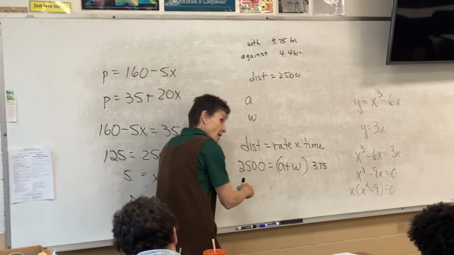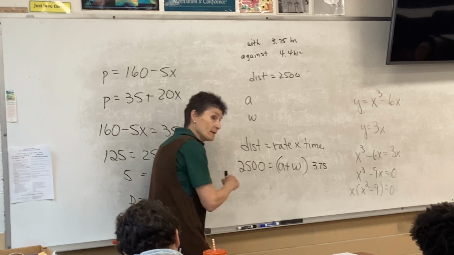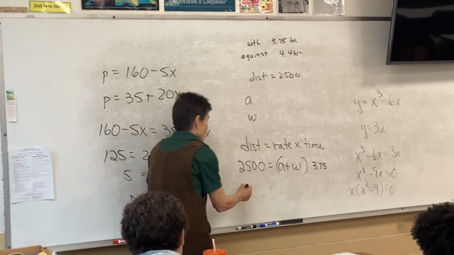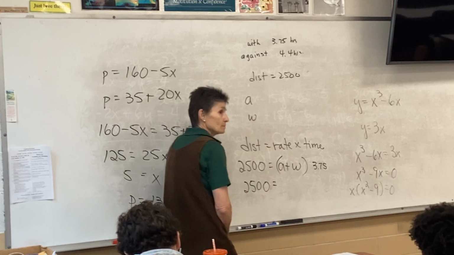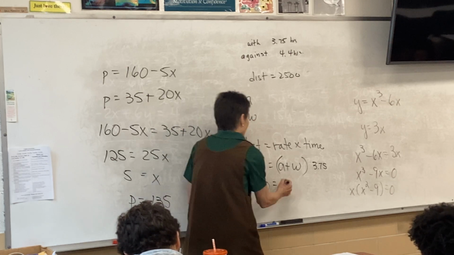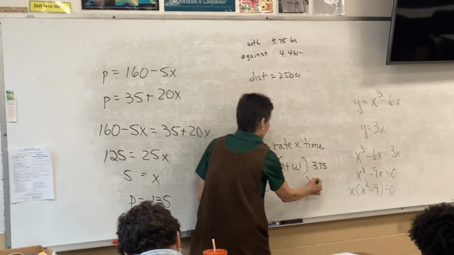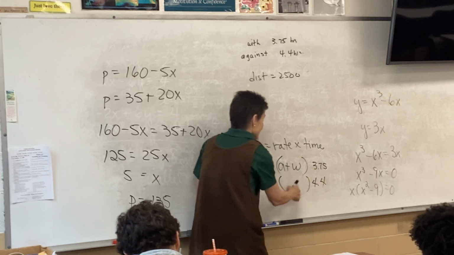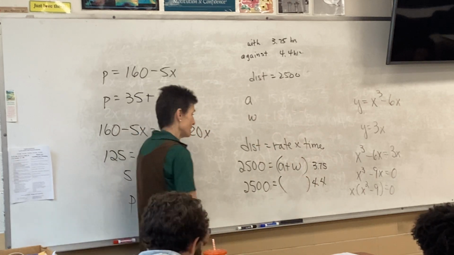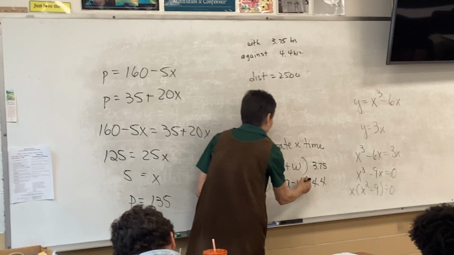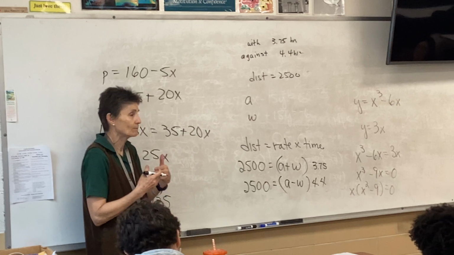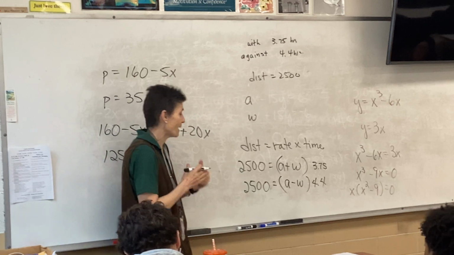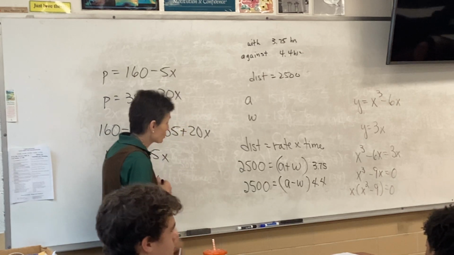Now, can I build another equation for against the wind? Still 2,500, right? And that's 4.4 hours. What's this? A minus W. If you are flying against the wind, think about when you ride your bike or something, it slows you down, it's pushing you back. So what do we got here?